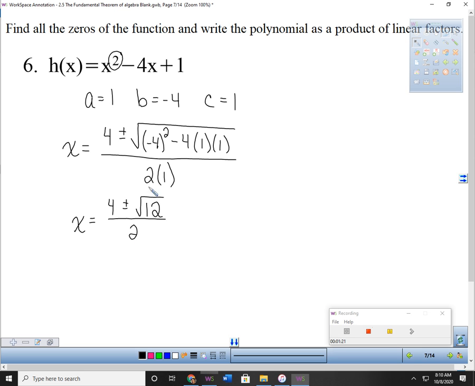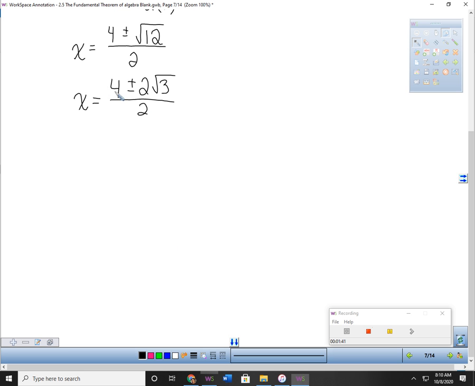all over 2, but I'm going to have to reduce that root. So you can either do it by hand and realize that this would be the square root of 4 times the square root of 3, which would be 2 square roots of 3, or you can plug it into the smaller calculator and it will give that to you. So we get 2 square roots of 3, and then I realize that all of these will divide by the 2, right? So 4 divided by 2 gives me 2, and 2 divided by 2 is 1, so just 1 square root of 3. So my answers are 2 plus or minus the square root of 3. Those are my 2 zeros.